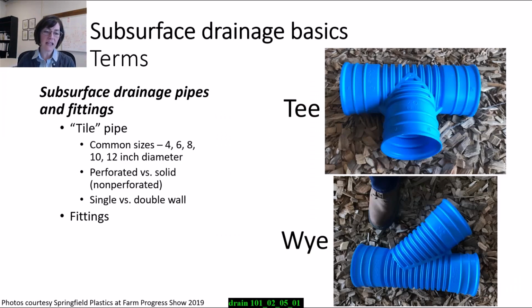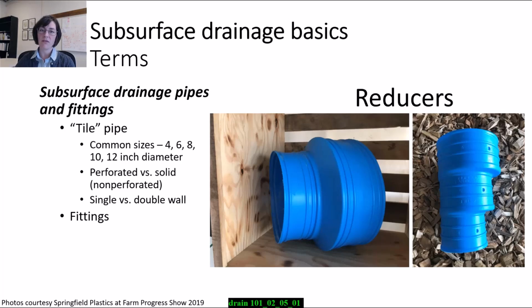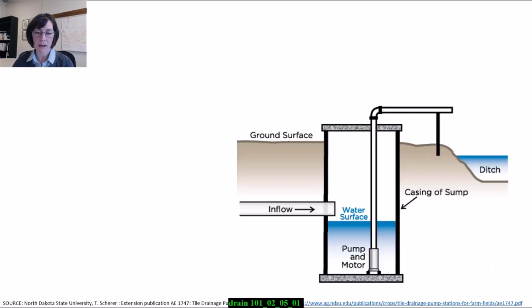There's a variety of fittings, just like any plumbing system. This just happens to be underground plumbing, so you have T's where you can connect two pipes in a T shape. You can use a Y to connect it in a Y shape. There's reducers if you're going from small pipe up to larger pipe. So there's a variety of fittings that tile pipe companies make.